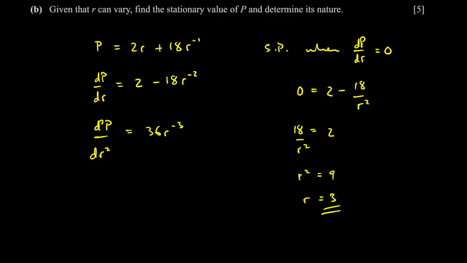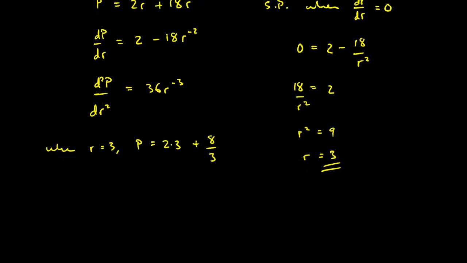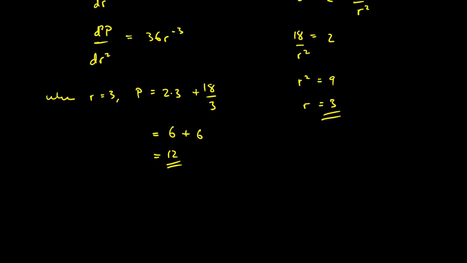We want to find the value of p at that point. So when r is equal to 3, what is p? p is going to equal 2 times 3 plus 18 divided by 3. That's 6 plus 6, beg your pardon, which is 12. And then we want to substitute into the second derivative to determine the nature.